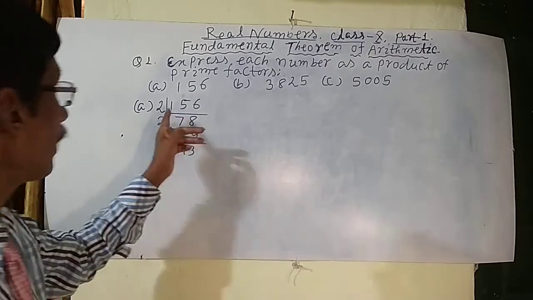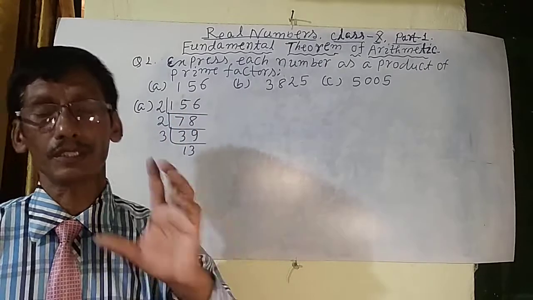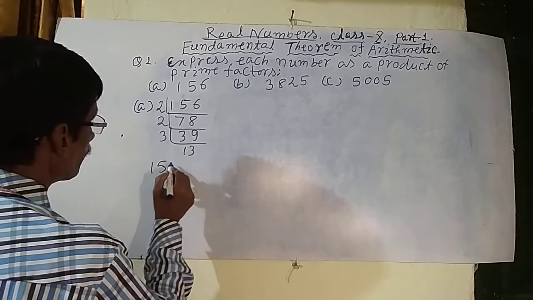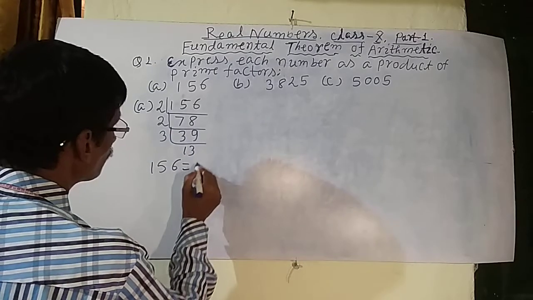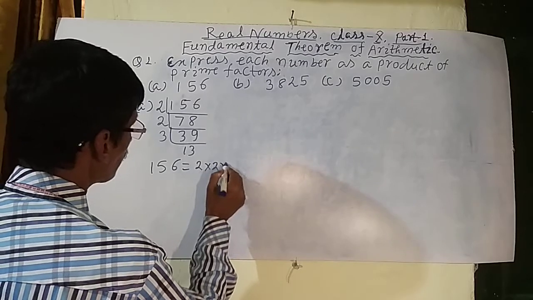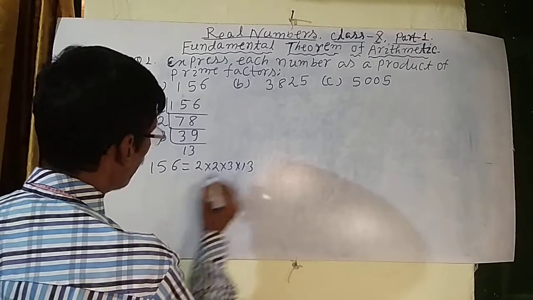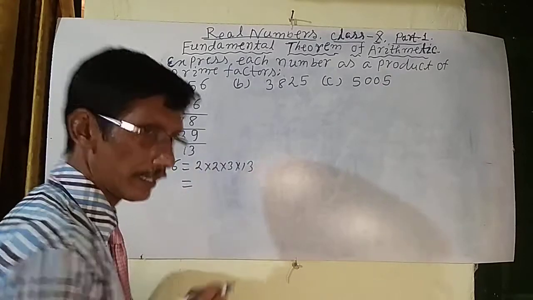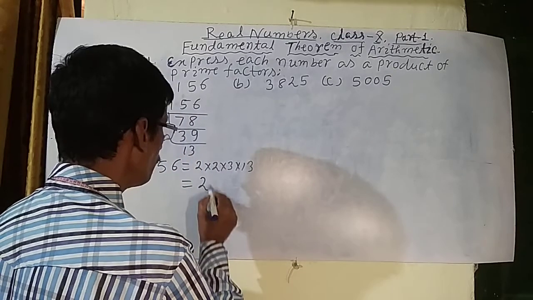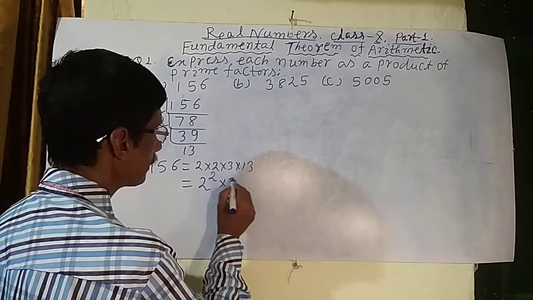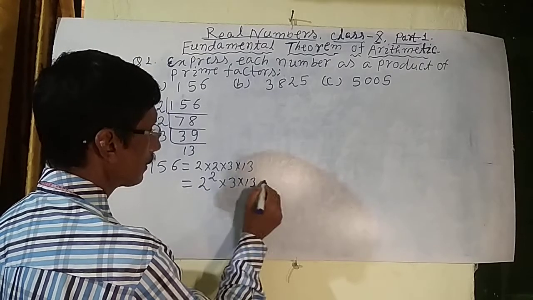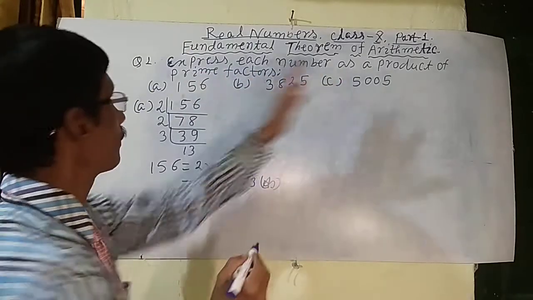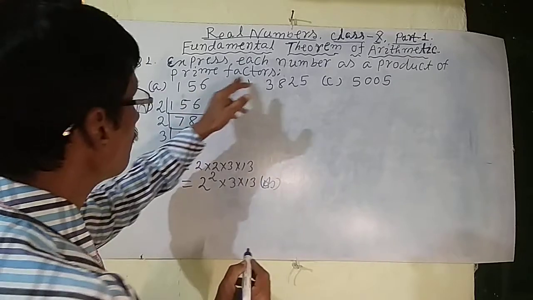Okay, so 156 is a composite number. Now write 156 is equal to 2 multiply 2 multiply 3 and multiply 13. And then you can also write the power notation. There are two factors, the same factor 2. So 2 and 2, then put the power, and 3 multiply 13. This is the prime factorization. So express each number as a product of prime factors.